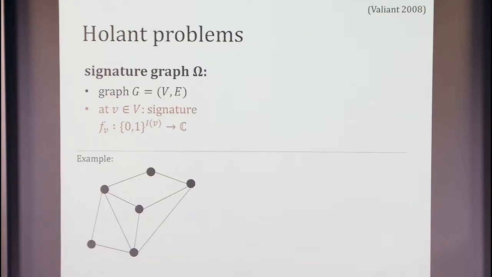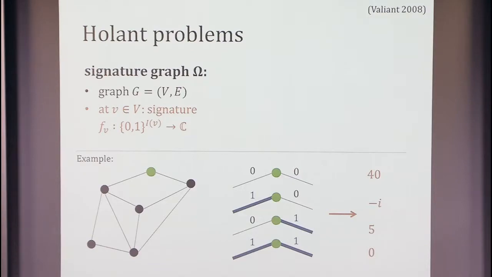So a Holant problem is defined as follows. The input to a Holant problem is a signature graph omega. The signature graph is just some graph, and at each vertex, it has a so-called signature attached to it. So the signature at vertex v is just a function f_v, which maps from binary assignments to the edges incident with v to some complex number. So let's have a look at this example down here. We have this graph. There is this green vertex, and this green vertex might have this particular signature. So if the two edges incident with that vertex are both labeled 0, it will output 40.